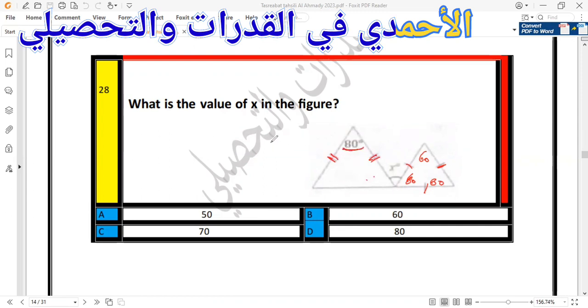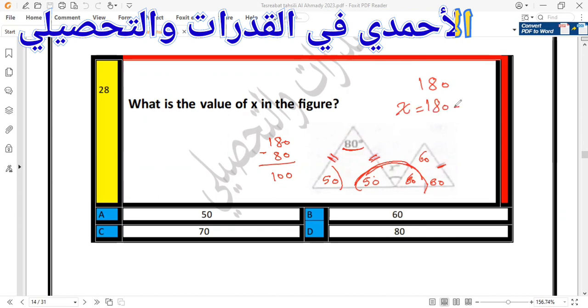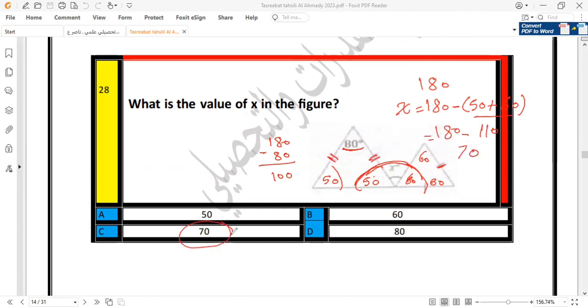So the other two angles together are 180 minus 80 equals 100. Both of them, 100 divided by 2. They are congruent angles, so each one equals 50 degrees. Here, this angle is a straight angle. Straight angle equals 180. So how to find x? The measure of angle x equals 180 minus 50 plus 60. 50 plus 60 equals 110. 180 minus 110, so it's going to be 70 degrees.